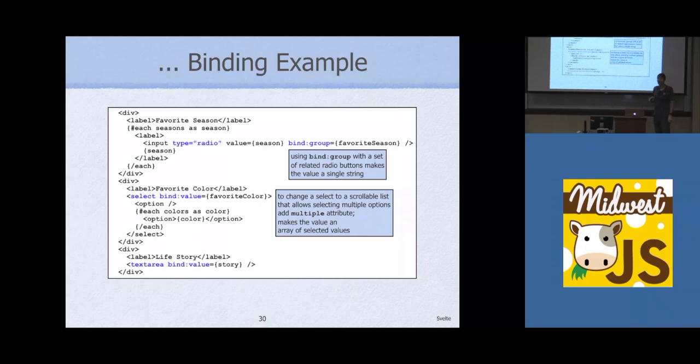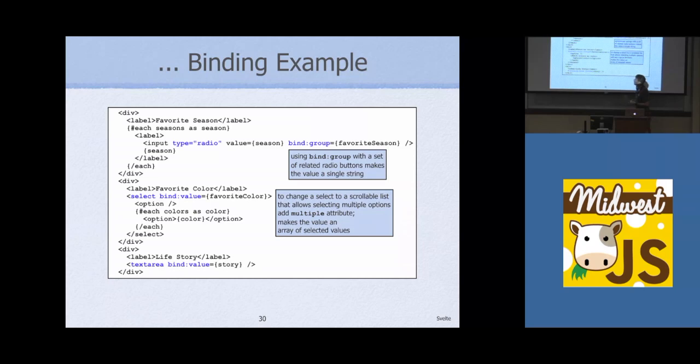For radio buttons, I also use bind:group, but of course the value is just going to be a single string in that case because I can only pick one of them. For a select, I can bind to the value. And here I'm iterating through all the colors and creating options for them. I have this one option with nothing in it so that you can have it be in a state where nothing is selected.